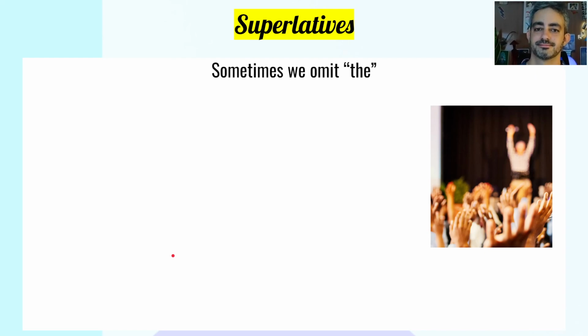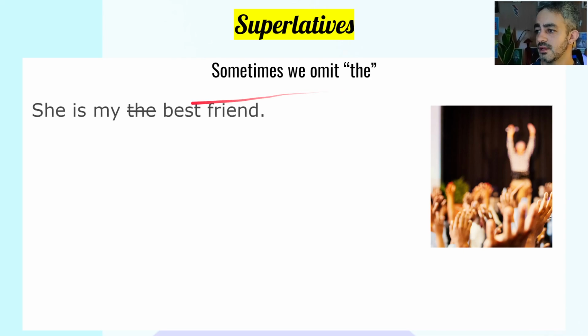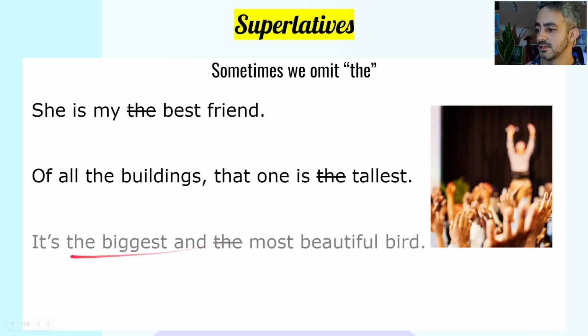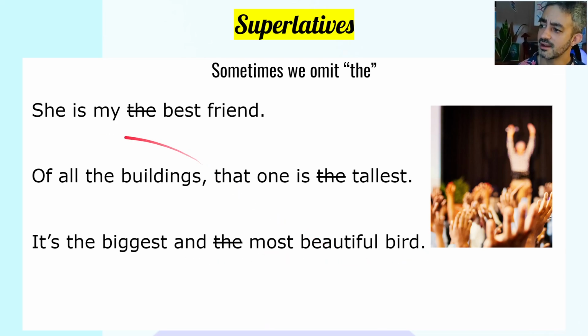But sometimes we omit, or we don't write or say, the. She is my best friend. Of all the buildings, that one is tallest. It's the biggest and most beautiful bird. In these 3 examples, we don't need the. Now, we might be able to use the, but we don't need it.